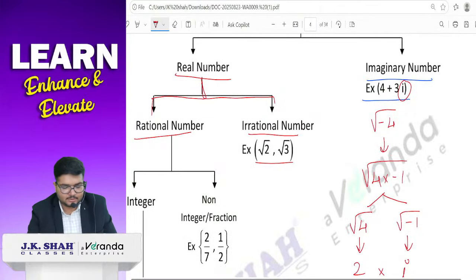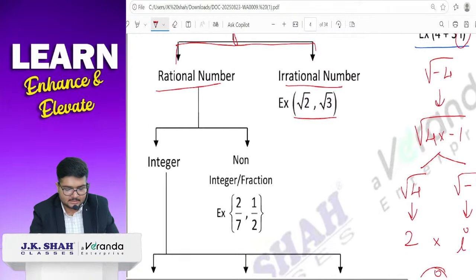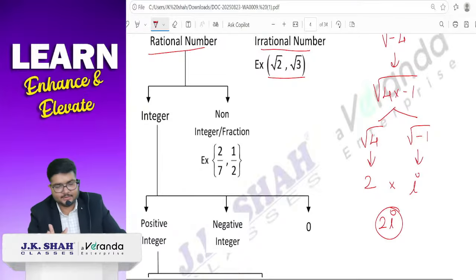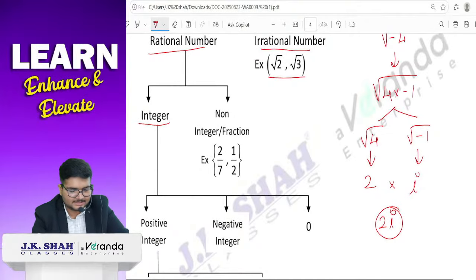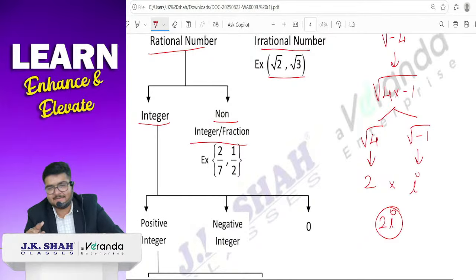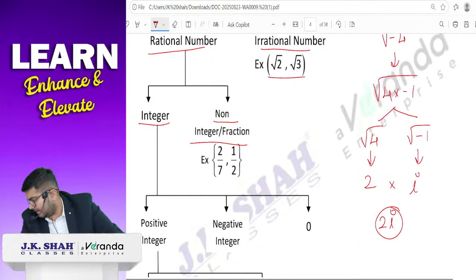Let us move forward to further classification. Rational numbers are divided into two types. Those are called integers and non-integers, and non-integers have another name, that is called fractions.